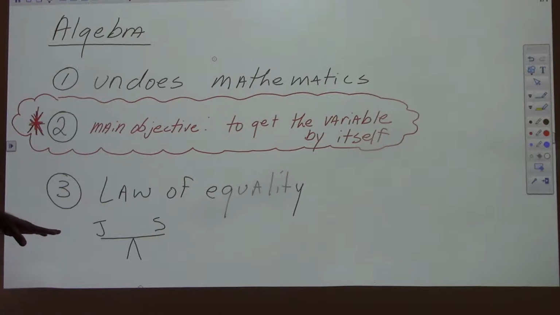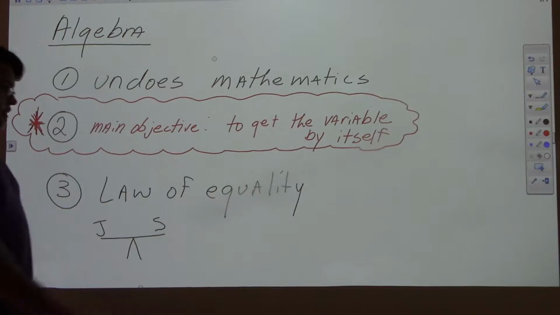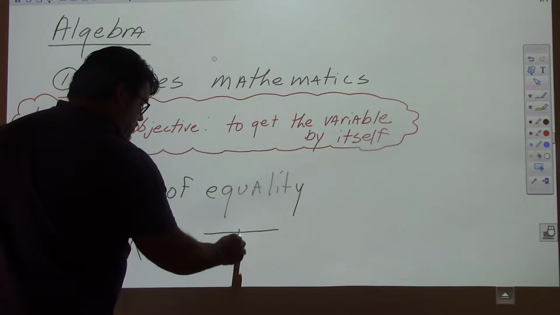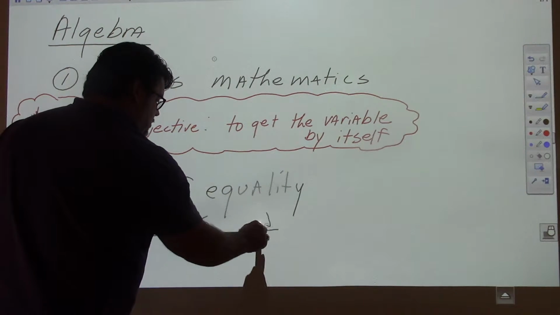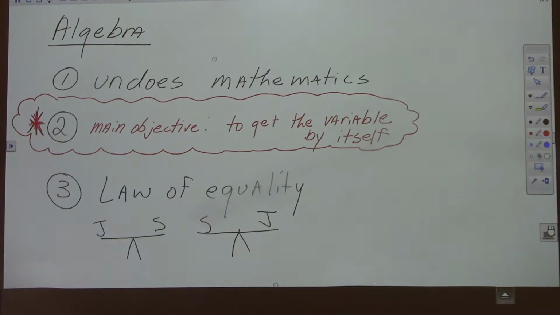Anyway, if you take Jody and tell Jody to get on the other side and Susie to get on the other side, it still works. You ever had somebody tell you that you have to put the variable on one side of the equal sign? You don't have to. You can put Jody on one side and you can put Susie on the other. Doesn't matter where you put the variable.